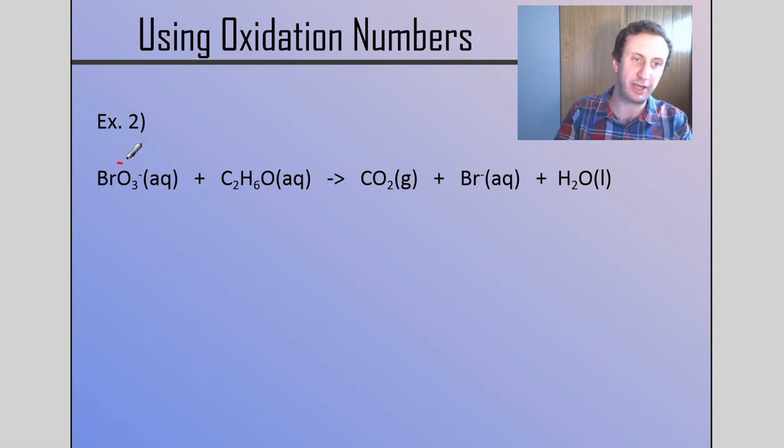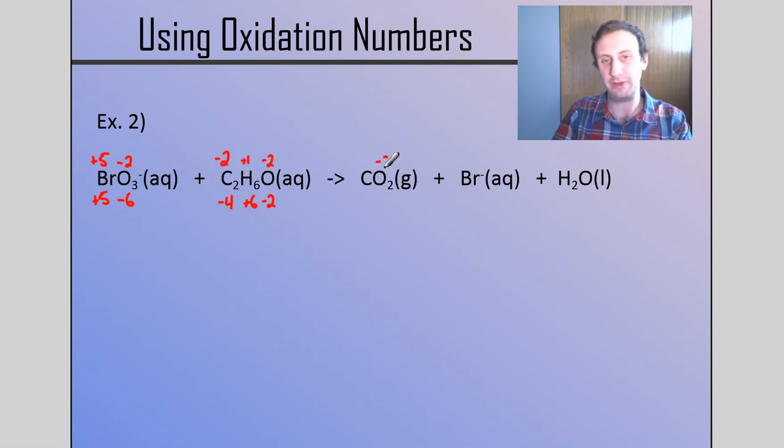So for oxygen here, I have -2 times 3 is -6. I need to come out to -1. So my bromine will be +5 to make it equal -1 for the charge. In C2H6O, I have +1 for hydrogen, -2 for oxygen. So I have +6, -2, which means that my carbon has to come out to -4, which makes carbon a -2 for an oxidation number.